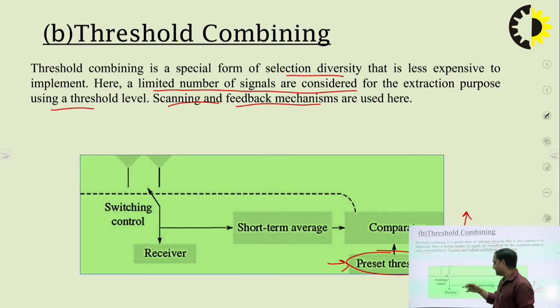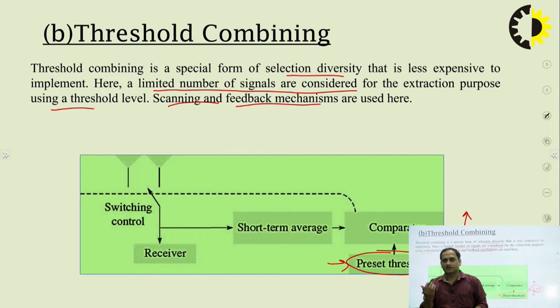After scanning again, at another time instance it will achieve another SNR value, meaning it will select the next branch which has the large SNR value. So it continuously scans, compares with the threshold value, and receives at the receiver. This process continuously occurs in the threshold combining method.